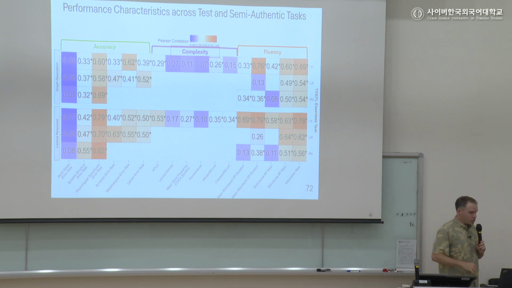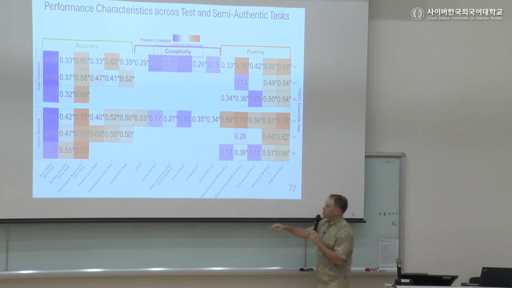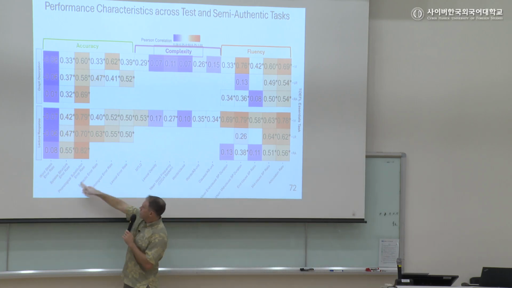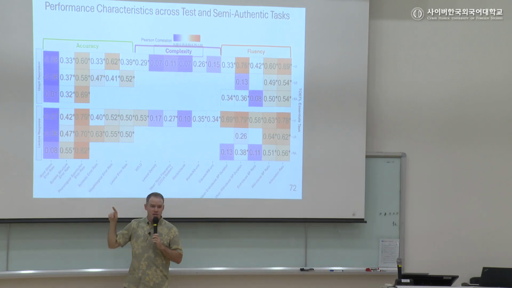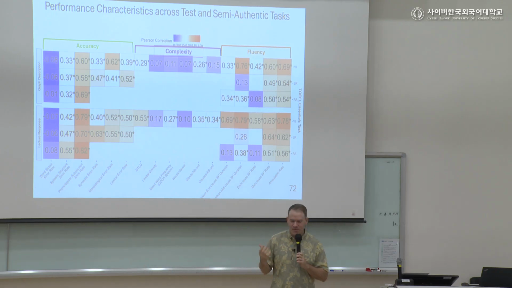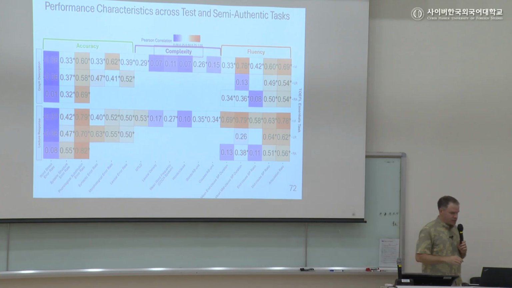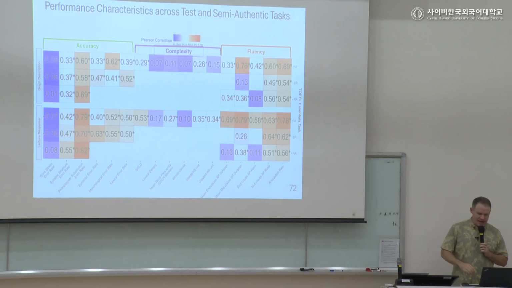We also see pretty high correlations for accuracy, especially as it relates to a couple of the pronunciation accuracy variables. Phonological substitutions, so switching, for example, L's and R's, right? That'd be a substitution error. That tended to be a very strong correlation. Complexity is more of a mixed bag.